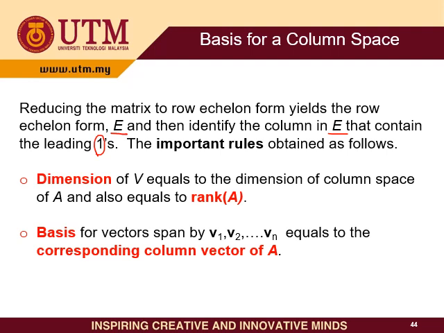The important rules obtained are as follows. The dimension of V is equal to the dimension of the column space of A, and also equals the rank of A. Second one, the basis for the vector space spanned by V1, V2 until Vn equals the corresponding column vectors of A. Means that it corresponds to the original matrix A. You cannot get it directly from your matrix E. Right, same as what we have discussed in our previous part.